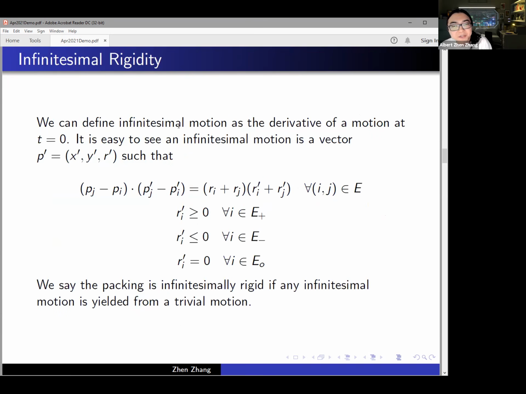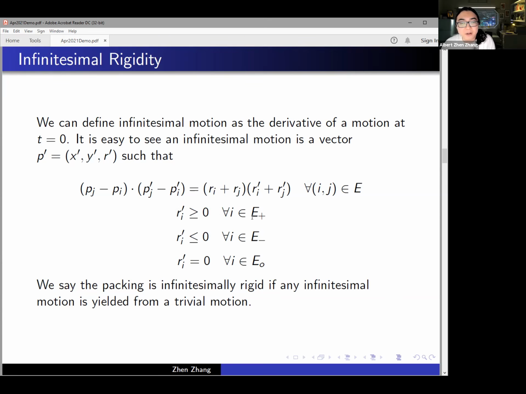We can study the infinitesimal rigid motion. We can define infinitesimal motion as the derivative of a motion at t equals 0. It's easy to see an infinitesimal motion is a vector p prime such that the derivative of the length is 0. So basically, take the dot product of pj minus pi with pj prime minus pi prime. It must be equal to the same thing going on with ri plus rj.